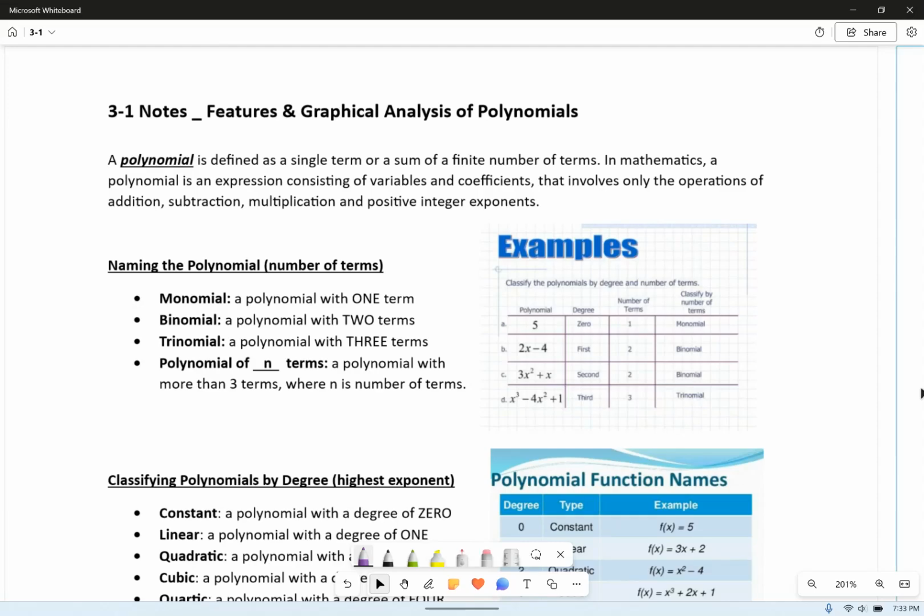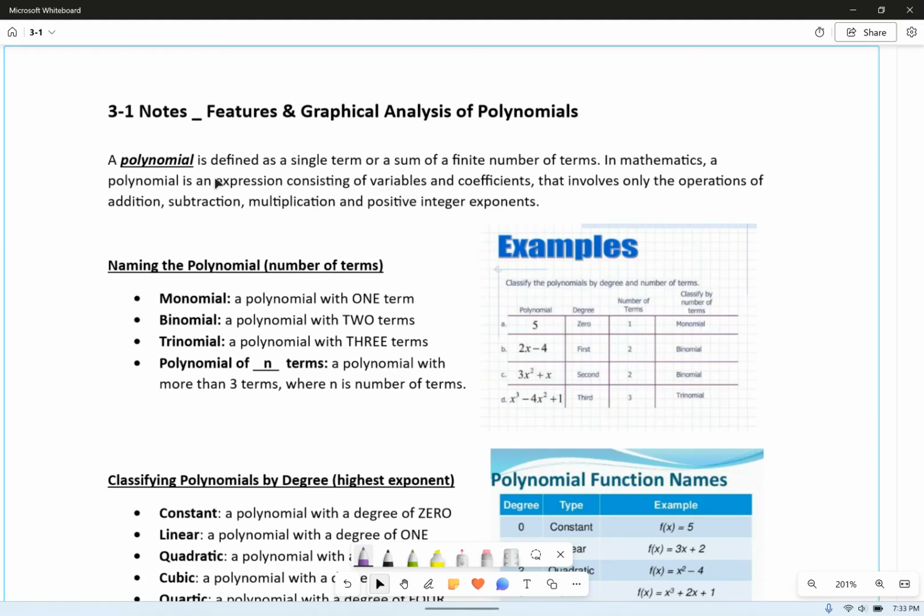Unit 3 has to do with polynomials. And so our introductory lesson today is going to be primarily focusing on features and graphical analysis of polynomials, which will help us in the long run on graphing and finding other characteristics. Read along with me. A polynomial is defined as a single term or a sum of finite number of terms.